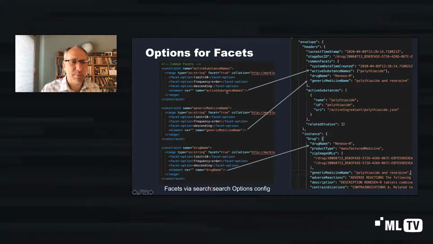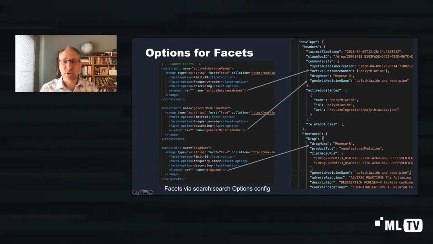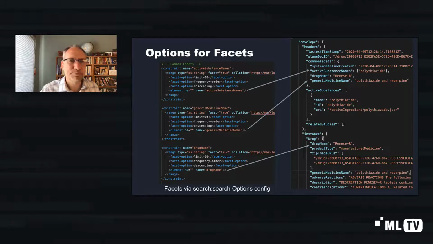Active substance names is what we're going to facet on, generic medicine names and drug names. So the drug name is in the instance. That's in the main data, no problem. But these other two, we had to put those up in the headers in a certain way in order to make the facets nice and simple. And this is great because if you want a new facet, you just add a new constraint here, boom, and you can use any data you want to drive more facets on the left-hand side.